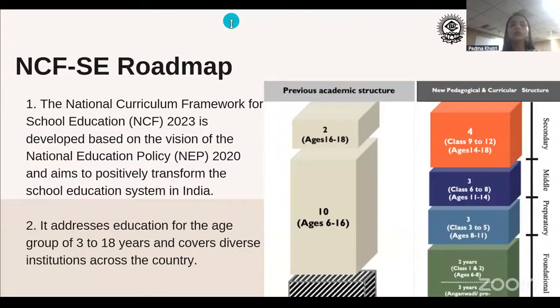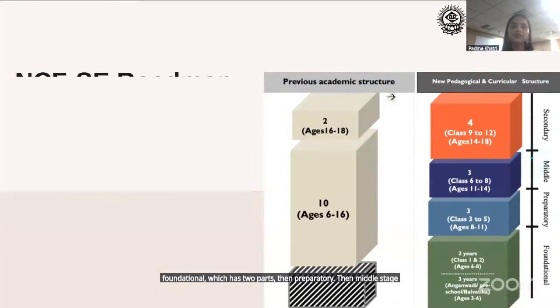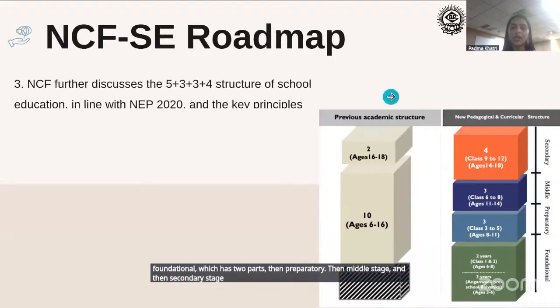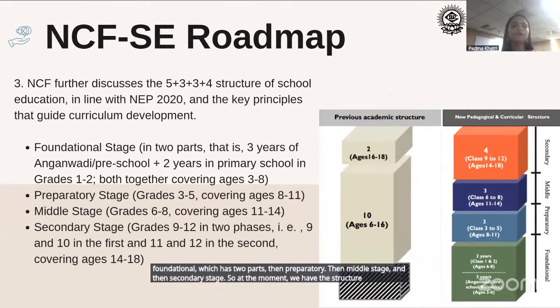The curriculum was revised. Now, when we talk about NCF, earlier we had 2 stages, from age 6 to 16 till class 10, and then ages 16 to 18 for the classes 11 and 12. Now, at the present time, we have 4 stages. One is foundational, which has 2 parts, then preparatory, then middle stage, and then secondary stage. So at the moment, we have the structure of 5 plus 3 plus 3 plus 4, right?